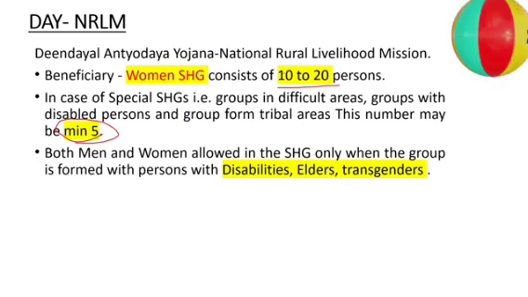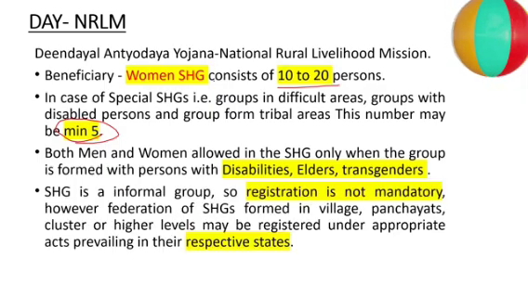That is the correct answer, Srinivasan sir. So both men and women are allowed only when the group is formed with persons with disabilities, elders or transgenders. It is an informal group, so registration is not mandatory. But a Federation of SHGs formed at village, panchayat, cluster, or block level may be registered under the appropriate act prevailing in their respective state.